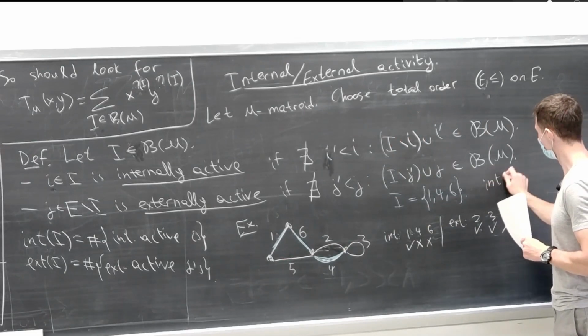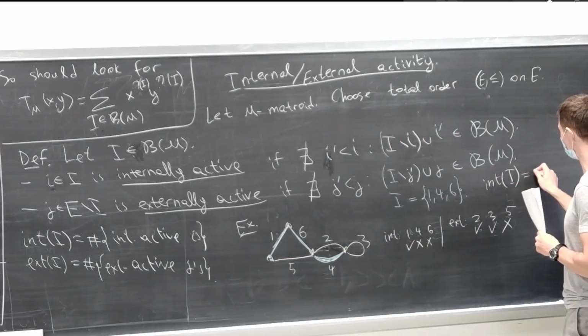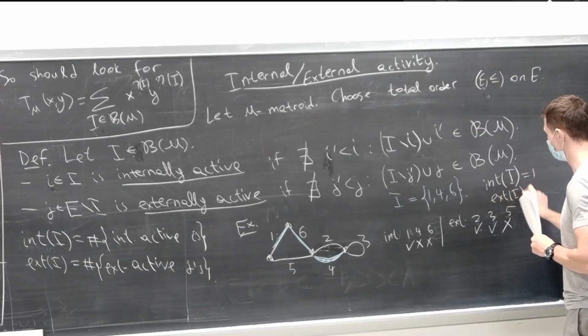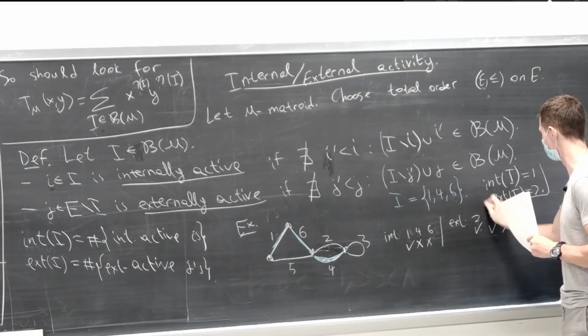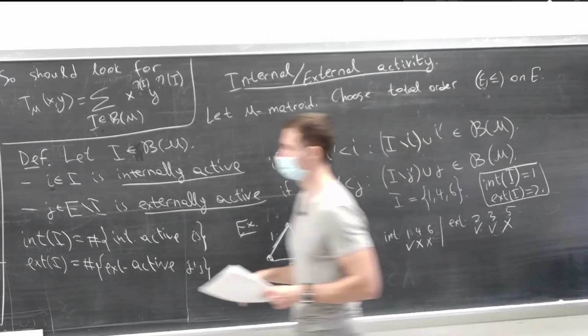So for these two statistics, int of I is equal to 1 and ext of I is equal to 2. That's basically the answer you get for every basis of your matroid.